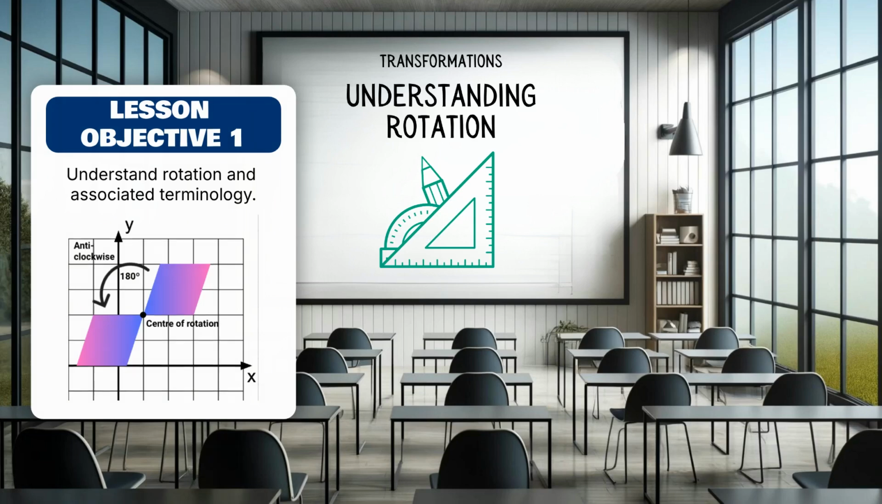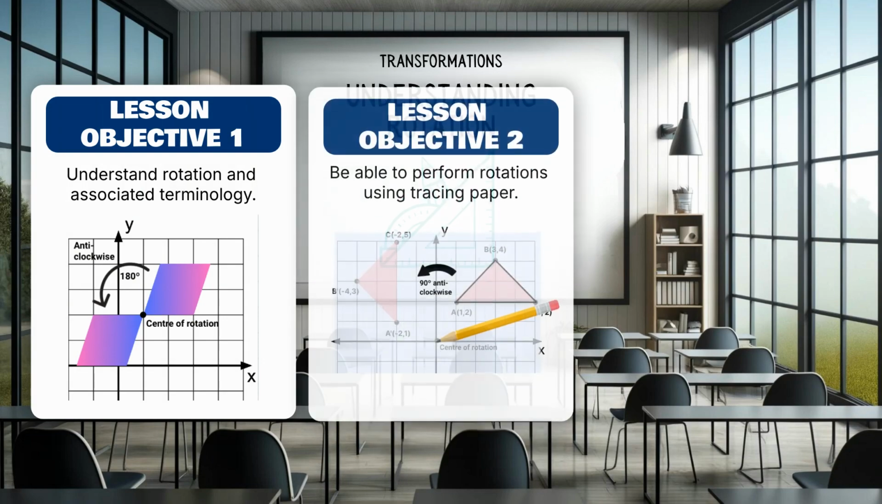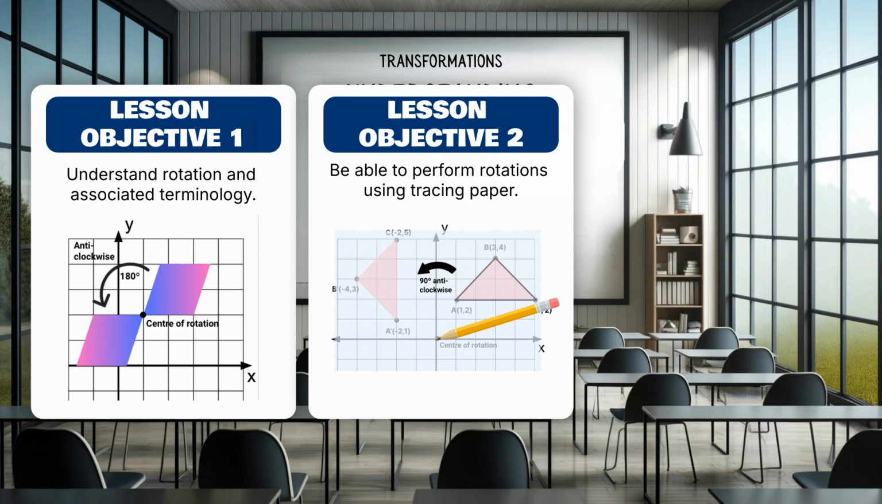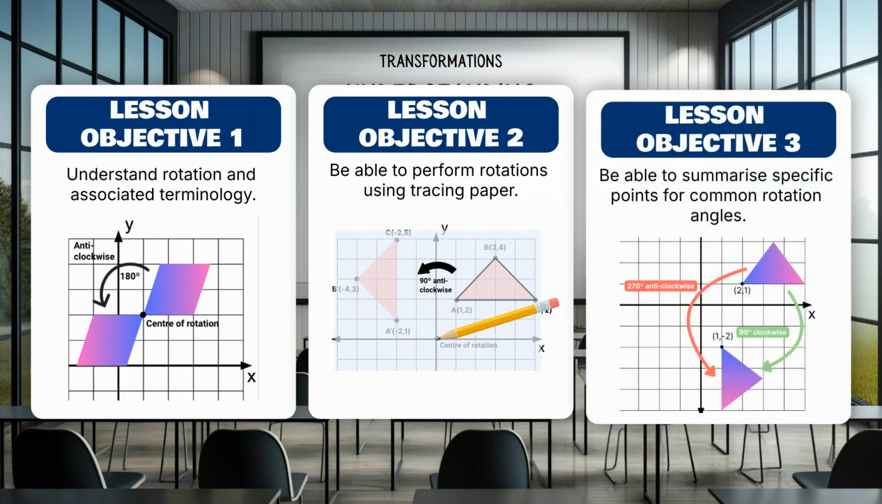We'll start by understanding what a rotation is and how it differs from other transformations like translations and reflections. Next, we will learn how to perform rotations using tracing paper, which provides a hands-on approach to visualizing and understanding rotations. Finally, we'll summarize the specific rotation results for common angles to reinforce your understanding.